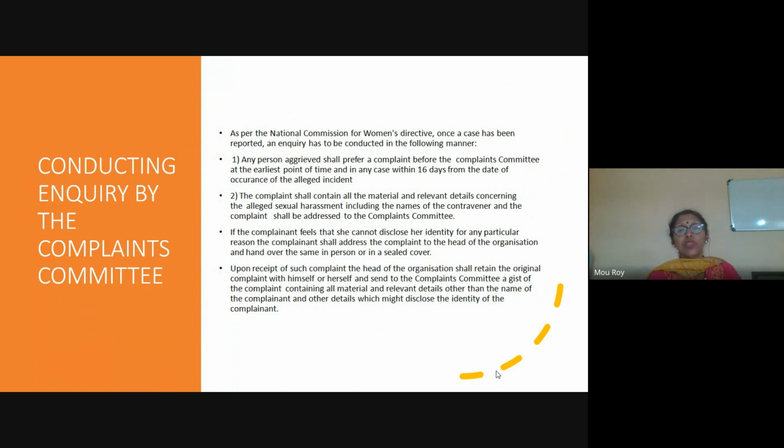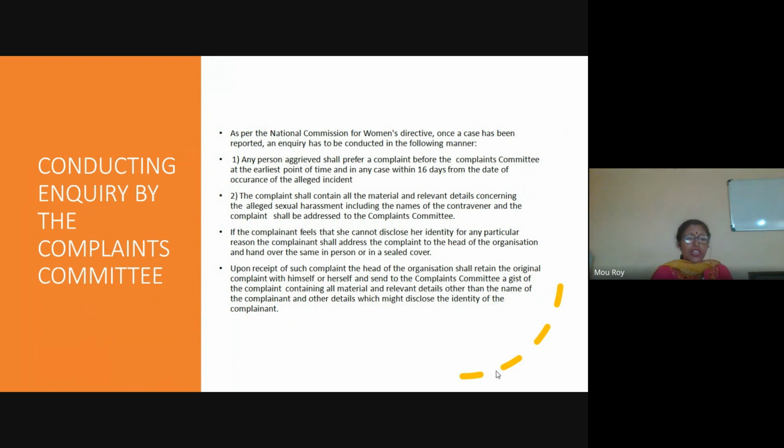Any person aggrieved shall prefer a complaint before the complaints committee at the earliest point of time, and in any case within 16 days from the date of occurrence of the alleged incident. The complaint shall contain all the materials and relevant details concerning the alleged sexual harassment, including the name of who has done it, the name of the complainant, the type of complaint and so on. All this should be addressed to the complaints committee.